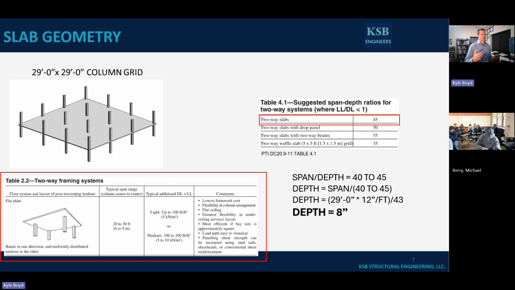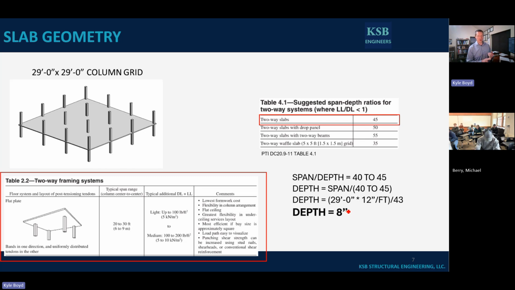Then the second part is, okay, what's the depth? We talked about this previously. For a two-way flat plate slab, the span-to-depth ratios are 40 to 45, and they say that in one of those books I was showing you. So you have that book open, and you have confidence that you're choosing the right depth. From there, span to depth equals 40 to 45, so depth equals span divided by somewhere between that 40 to 45 ratio. If we have a 29-foot span, depth equals 29 times 12 inches per foot divided by 43, and hey, it's an 8-inch deep slab.